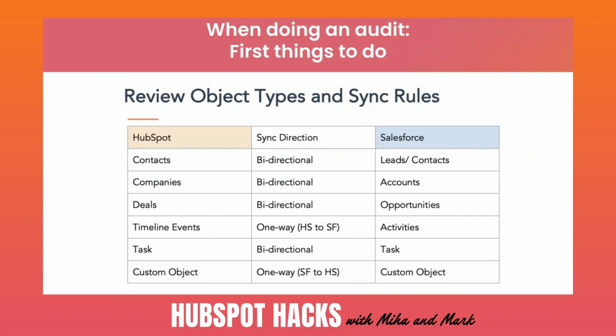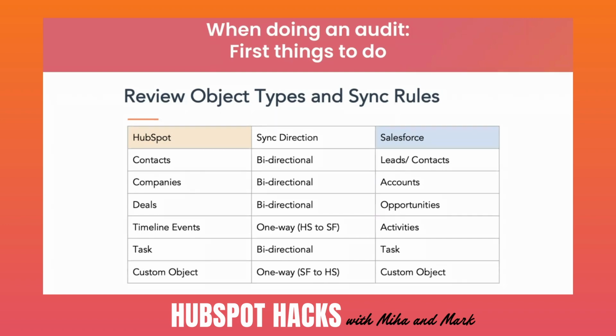So they're using this sync. Just on a high level, let me take a look at this, just so people understand how it's built. On the HubSpot side, you have contacts, and on the Salesforce side, you have leads and contacts. Obviously, that's bi-directional. The company will sync over to the account in Salesforce, and then your deals can have a bi-directional sync to the Salesforce opportunity object.